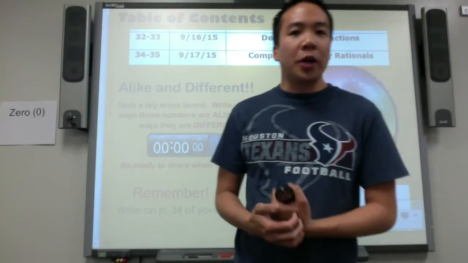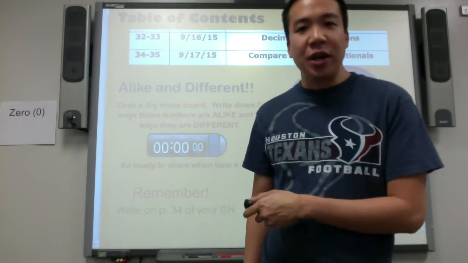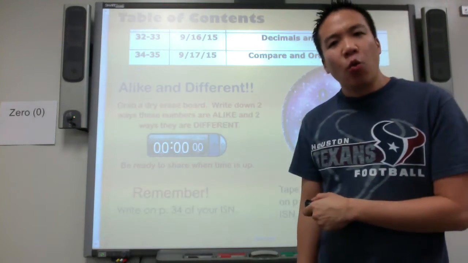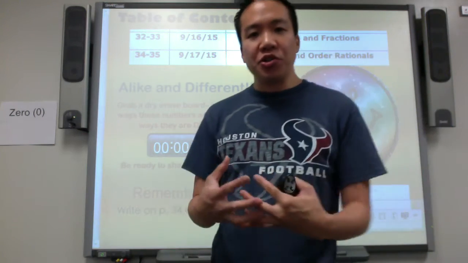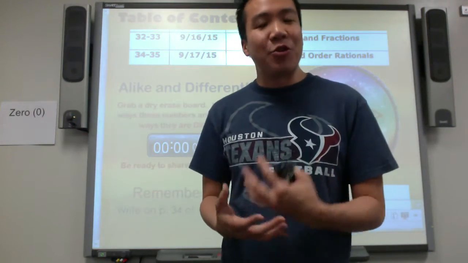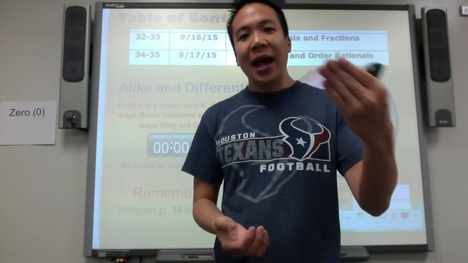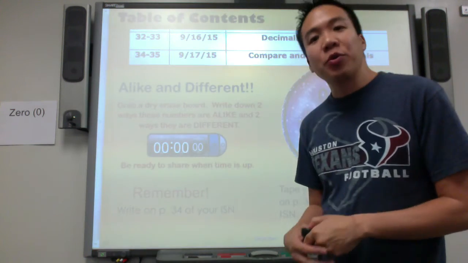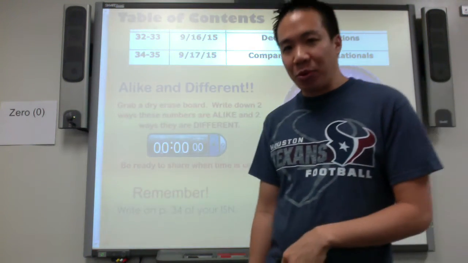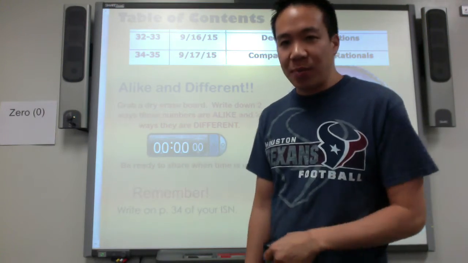Today's video is on comparing and ordering rational numbers. What are rational numbers again? Rational numbers are any numbers that can be written as a fraction or a ratio, A over B. Whole numbers can be written as a fraction. Integers can be written as a fraction. Decimals can be written as a fraction.